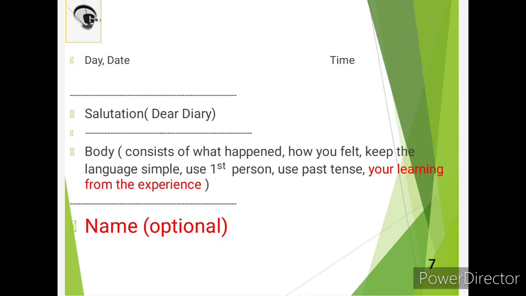And children, don't forget to put your diary in a box. So once you finish, put it in a box.